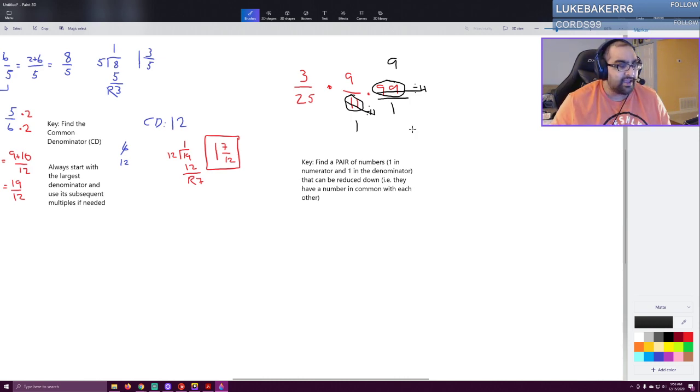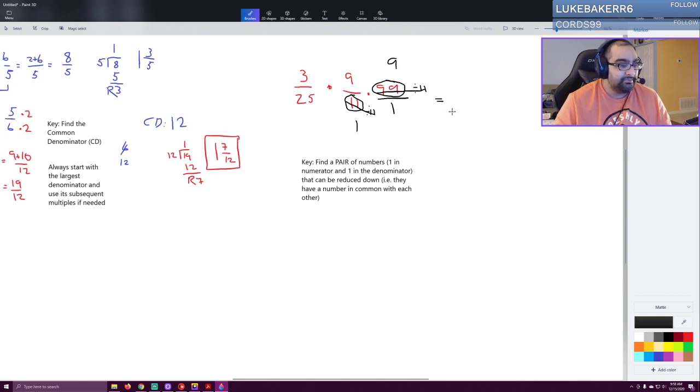Now I take a look after that and say, okay, do I have anything else in common? Do I have anything else that I can reduce down? Well, unfortunately for me, 3 and 25 just don't go together, so that's a no-go. I have a 9 and a 25. Nothing much going on there because 9 is 3 times 3, and 25 is 5 times 5, so no 5s with the 9s, unfortunately. And again, we have another 9 here, so same reason, that's not a good pair with the 25 in the denominator. So this is what we're kind of stuck with.